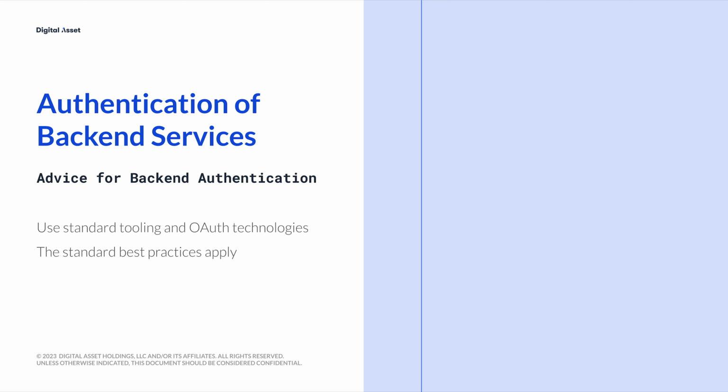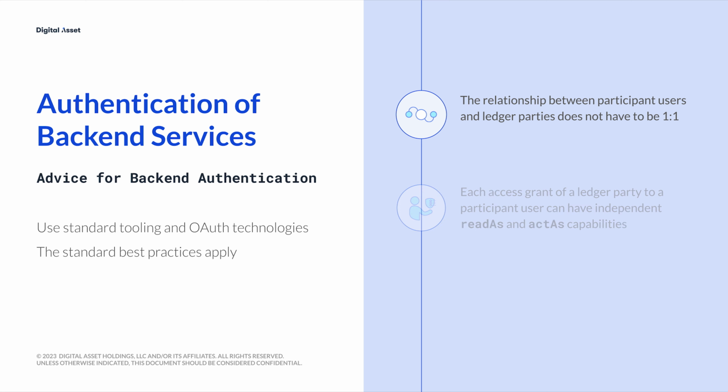A few points to keep in mind. The Daml platform is designed to allow the use of standard tooling and OAuth technologies, all the usual best practices that apply to allocating and managing service accounts apply. The relationship between participant users and ledger parties is not one-to-one. You can have multiple ledger parties associated with a single participant user. Multiple users can be granted access to the same ledger party. Each grant of a ledger party to a participant user can provide independent read as and act as capabilities for that user to that party.